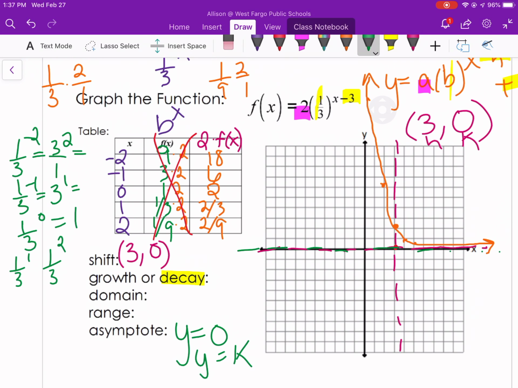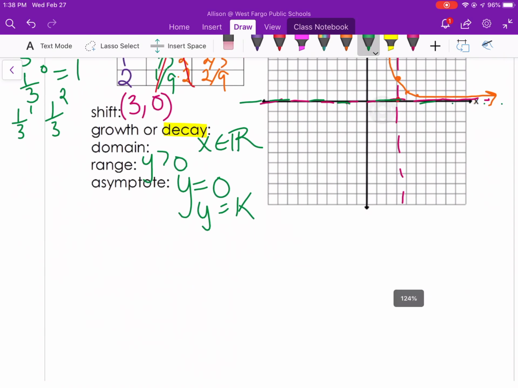So my range will correspond to that as well. All my y values are going to be greater than or equal to 0. And now my domain, I can plug in any x that I want, so my domain is going to be all real numbers again. In exponential functions, the domain is all real numbers, and the range corresponds to the asymptote in the way that the graph opens, if it's above or below that.